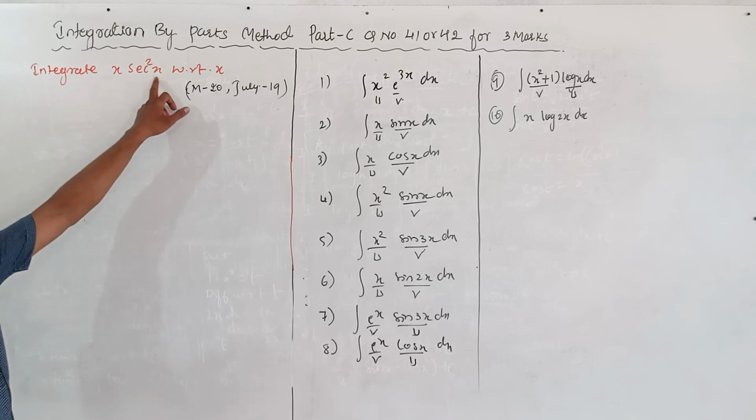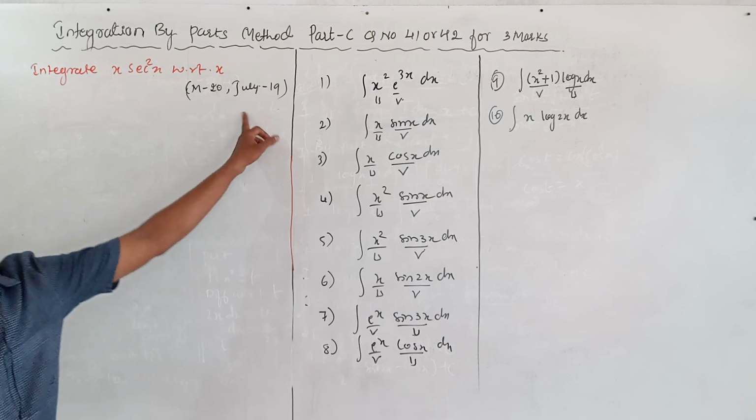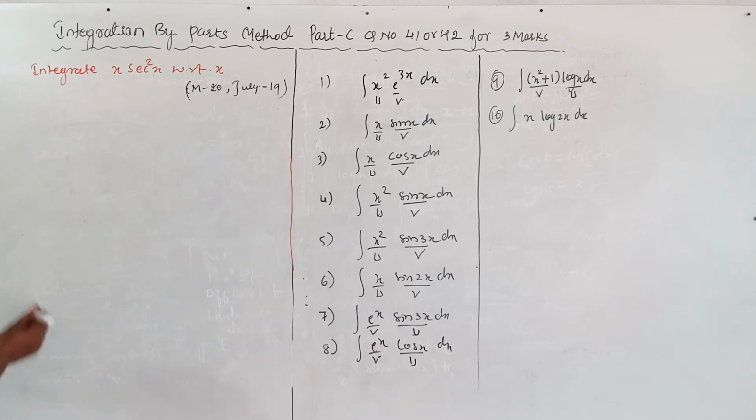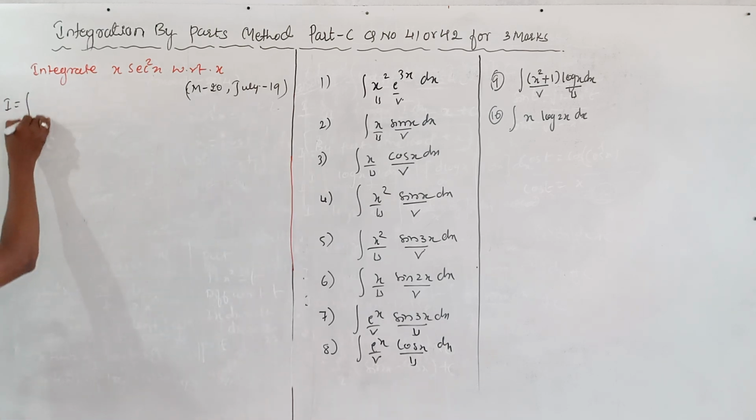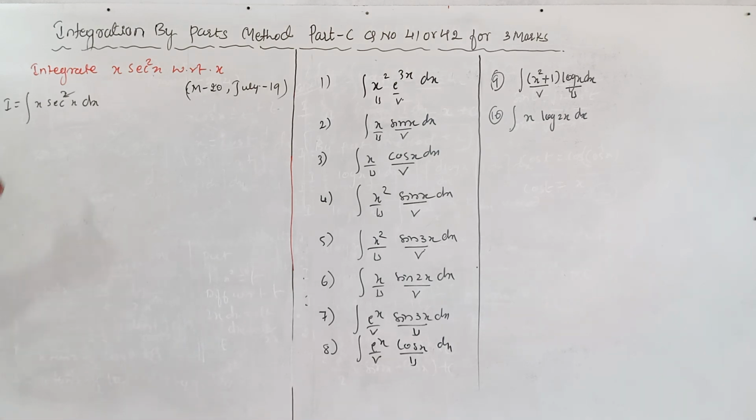Integrate x sec square x with respect to x. This question has been asked in the year March 2020 and July 2019. So see here, write first I is equal to integral of x sec square x dx. According to ILATE rule, algebra comes first. So this is u and this is v. Yes, u into v, by parts method.